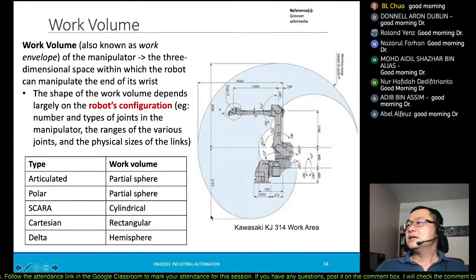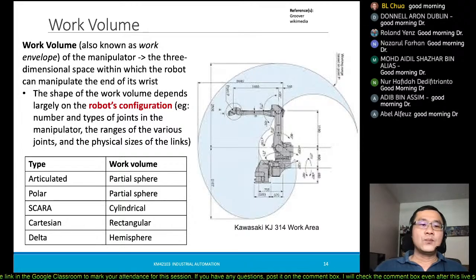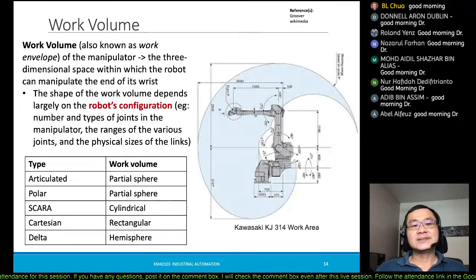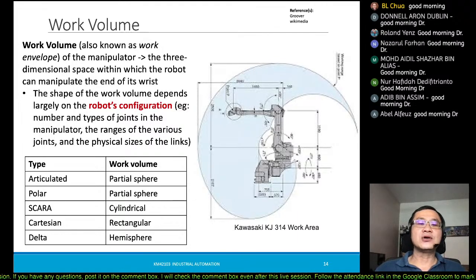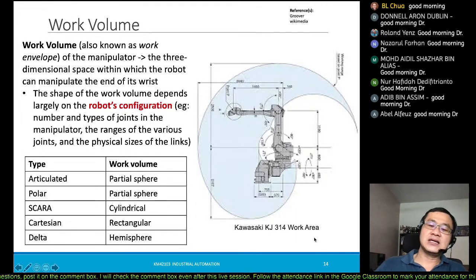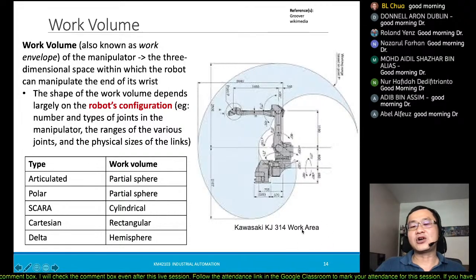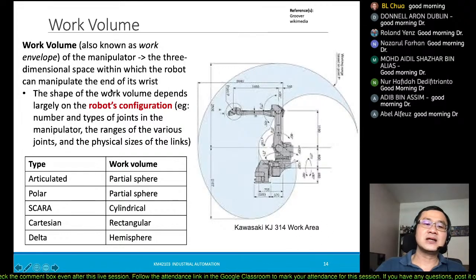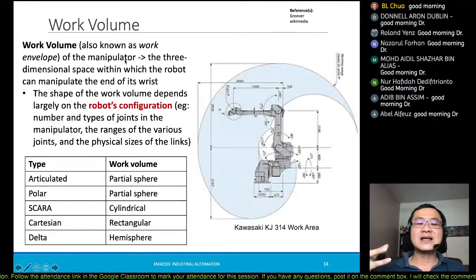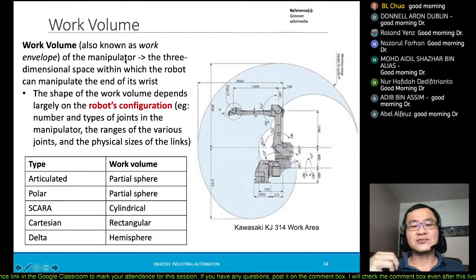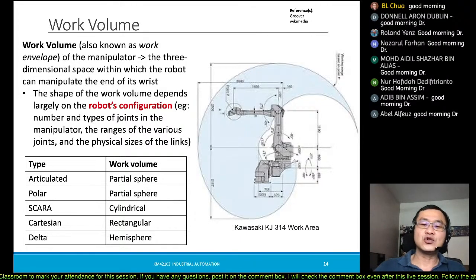For the work volume, there are many other terminologies. You may also have heard about work envelopes; in Wikipedia they call it work area or whatever it is. So this work volume defines the area where the end of the wrist will manipulate. You want to know the area that it can swipe around. It is in the form of three-dimensional space.